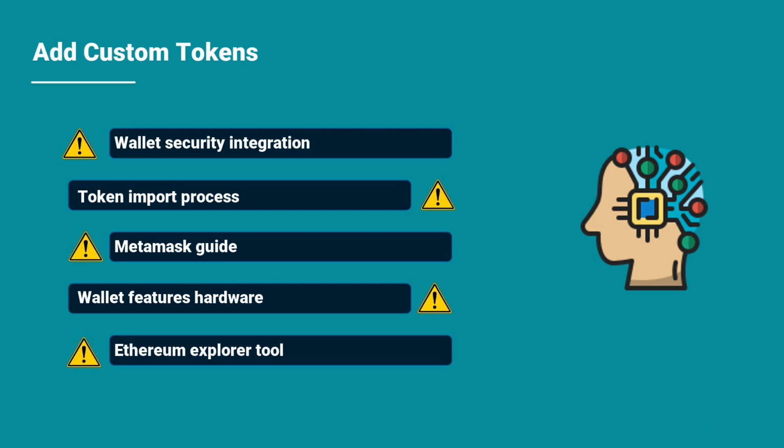And remember, MetaMask is constantly evolving, with features like hardware wallet support for added security. If you're someone who holds significant value in your wallet, investing in a hardware wallet can be wise. It adds an extra layer of security by keeping your private keys offline.